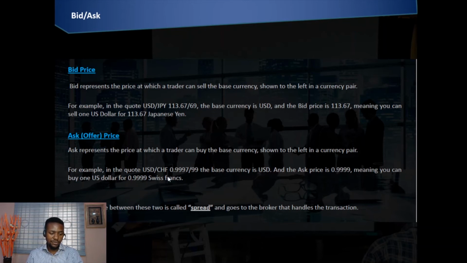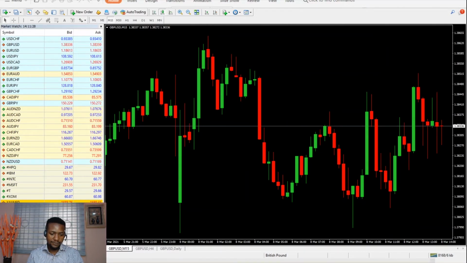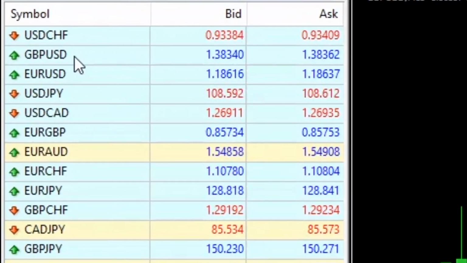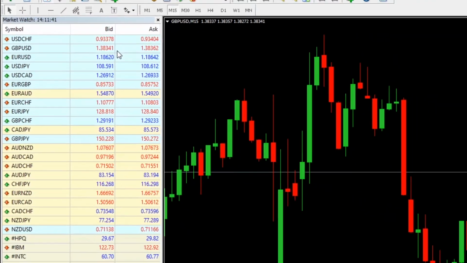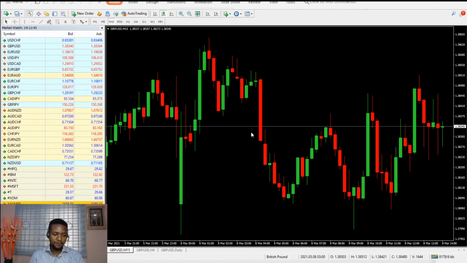So let me show you what the bid price and the ask price looks like on a chart. As you can see here, we look at GBP USD. This is the bid price and this is the ask price. So the difference between the two values is the spread. So we move to the next.